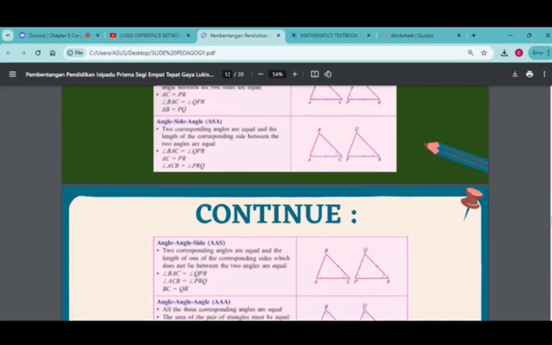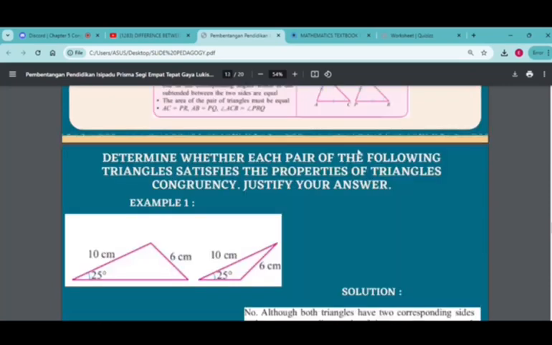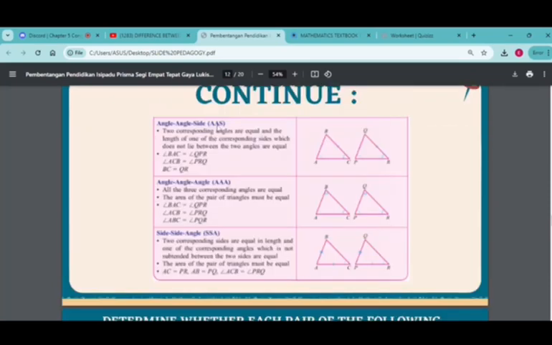Continue for number 4. Angle angle side, AAS. Two corresponding angles are equal and the length of one of the corresponding sides that does not lie between the two angles are equal. This means BAC equal to QPR. We find an angle first. For the second, ACB equal to PRQ.